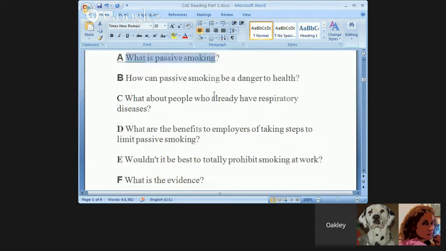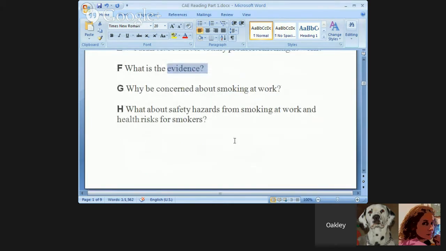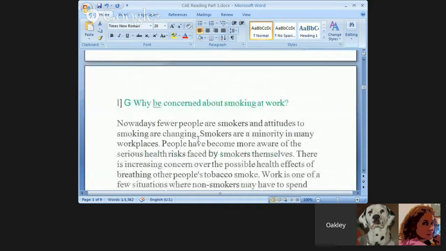Okay, now normally I would suggest looking at the reading first, then trying to choose the appropriate heading and making notes. But I'm just making a quick point before we do that: even these types of headings have very obvious keywords, or to me, very obvious. For example, A, passive smoking. Danger, respiratory diseases. Benefits. Prohibit smoking. Evidence. I think the keywords are a lot easier to find than they are in IELTS.